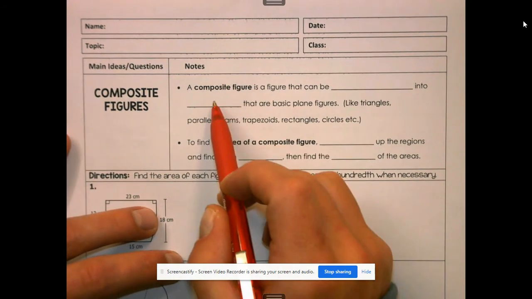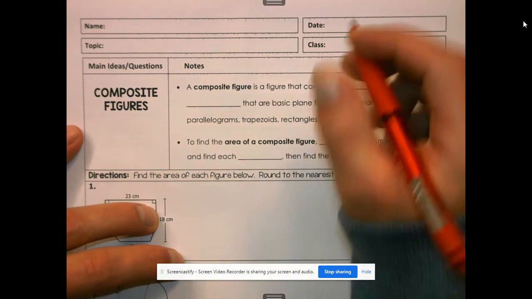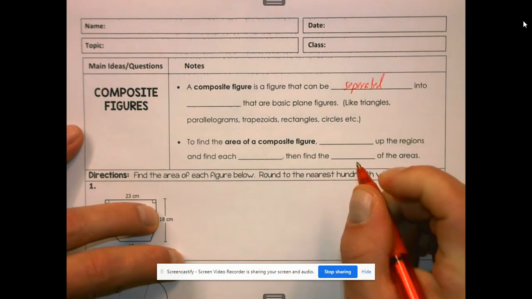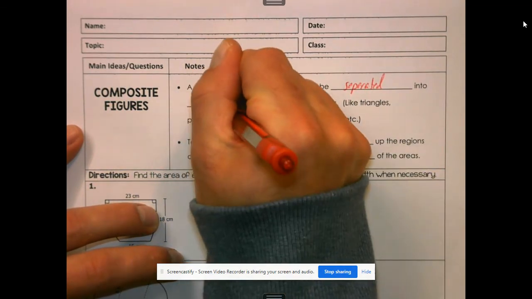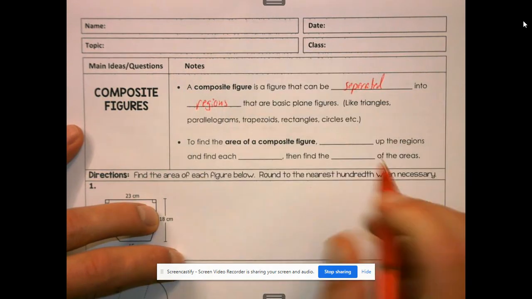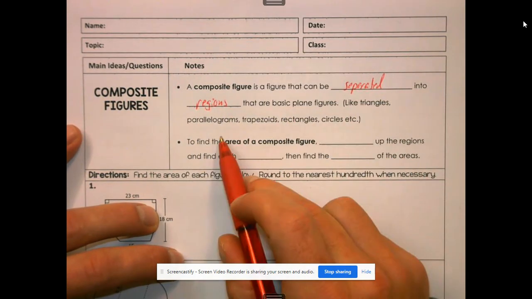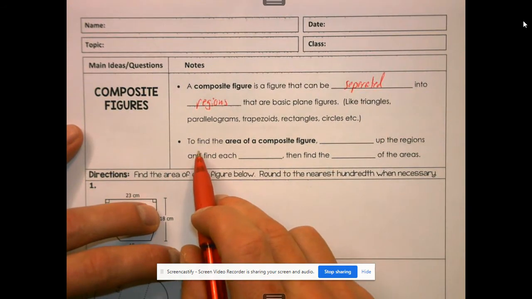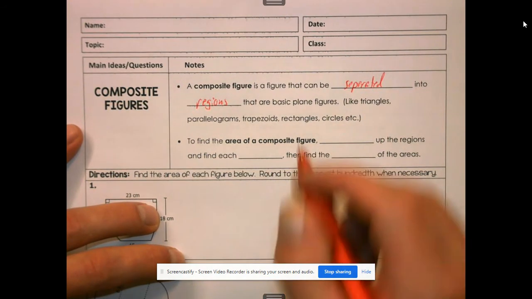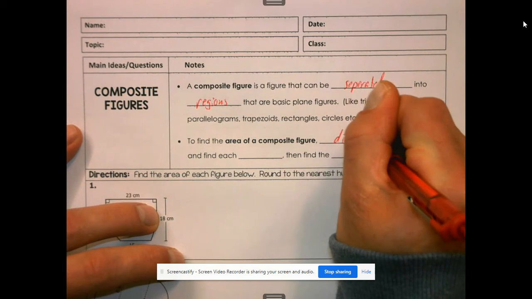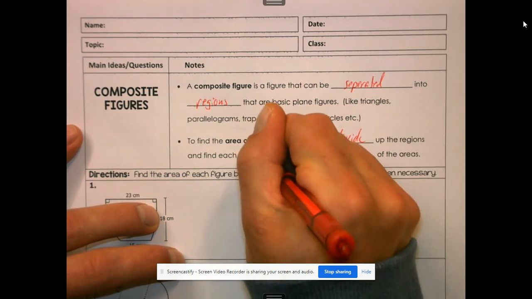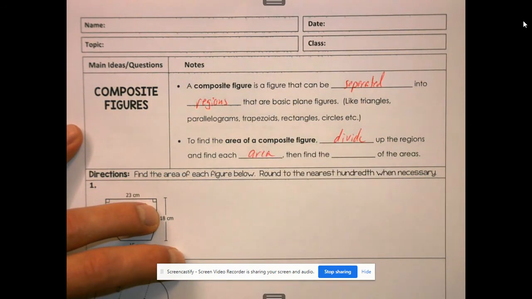All right, so what is it? A composite figure is a figure that can be separated into regions that are basic plane figures like triangles, parallelograms, trapezoids, rectangles, circles, etc. Now, second bullet, to find the area of a composite figure, divide up the regions and find each area. Then find the sum of the areas.